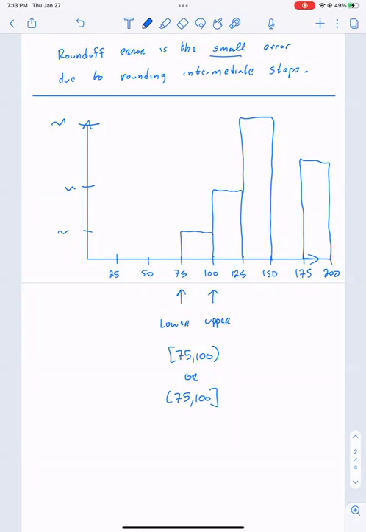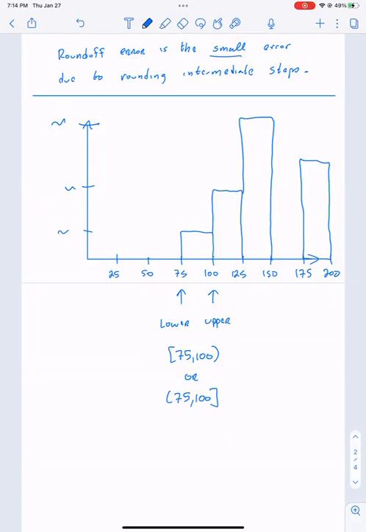So the square bracket means that it's including the 100, and the parenthesis, for the second one, you mean? Yeah, for the second one. Right, so the question is, suppose I get a value exactly at 75 or exactly at 100. Where do I put it? Do I put it in the bar just to the left? Thank you, Victor. Or do I put it in the bar just to the right?